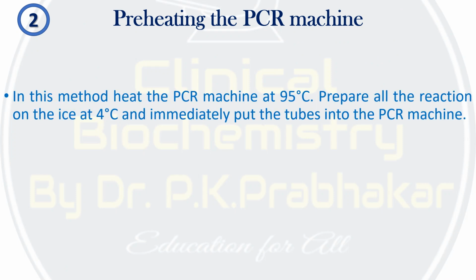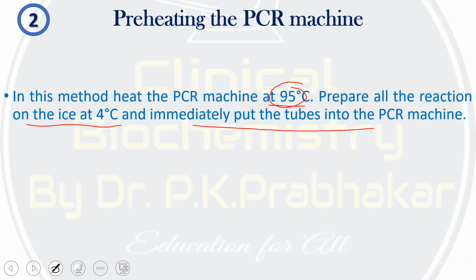In this method, heat the PCR machine at 95 degrees centigrade before mixing all your components. So the machine will be preheated at 95. Then we are going to prepare all the reactions on ice at 4 degrees and immediately put the tubes into the PCR machine. It means you are not going to give sufficient time to the reaction mixtures before 95.